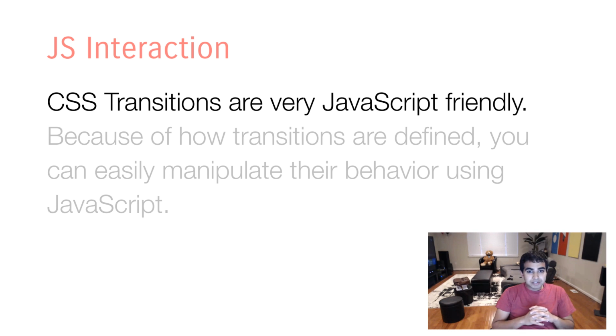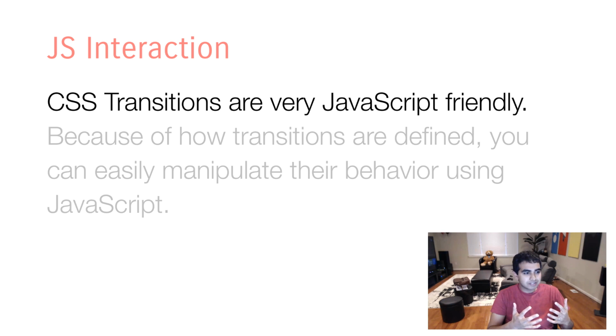Okay, now we get to probably one of my favorite differences in what sets animations and transitions apart. And that is how JavaScript friendly they are, or how easily you can write some JavaScript to modify how a transition or an animation behaves. So let's start with the good one. Let's start with the one that is very JavaScript friendly, and that is a CSS transition.